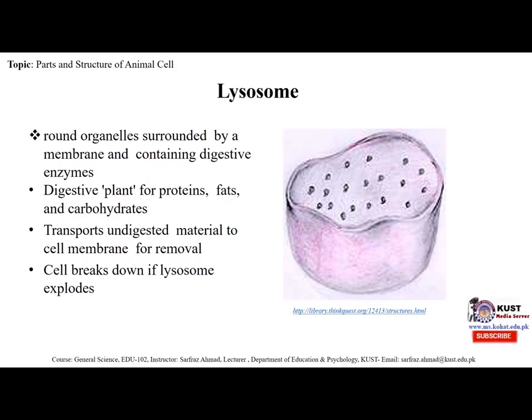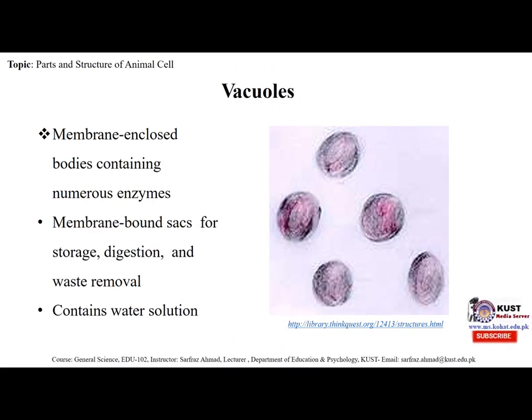Then lysosomes are there, organelles surrounded by a membrane and containing digestive enzymes. They digest proteins, fats, and carbohydrates, and transport undigested material to the cell membrane for removal, and the cell breaks down if lysosomes rupture. Then vacuoles are there, membrane-enclosed bodies that contain numerous enzymes, and membrane-bound sacs for storage, digestion, and waste removal that contain water solutions.